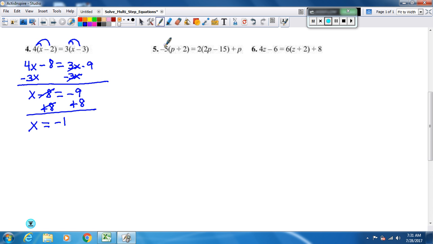Next one. Negative 5 times p is negative 5p. Negative 5 times 2 is negative 10. Bring down your equal. Do the next parentheses. 2 times 2p is 4p. 2 times negative 15 is negative 30. Now we've got plus p, that's like plus 1p. I'm going to need that in a minute, so I'll write it down.